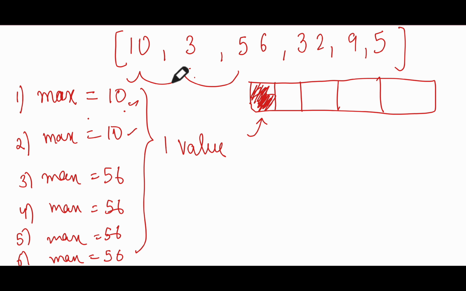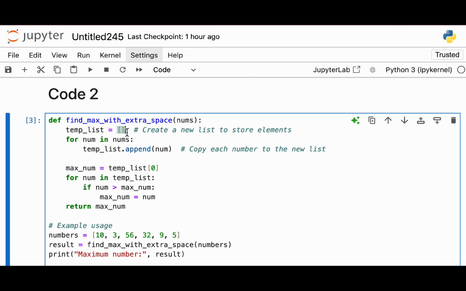Now let us see the second code. What we are doing in the second code is creating a temporary list. First of all, we are adding all the numbers into that list, and then we are doing the same step that we did in code 1. So what additional did we do in code number 2? We created a temporary list here.